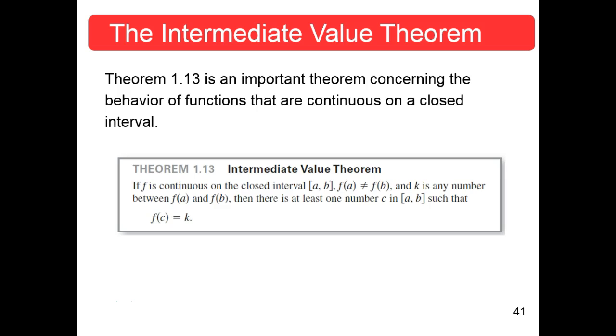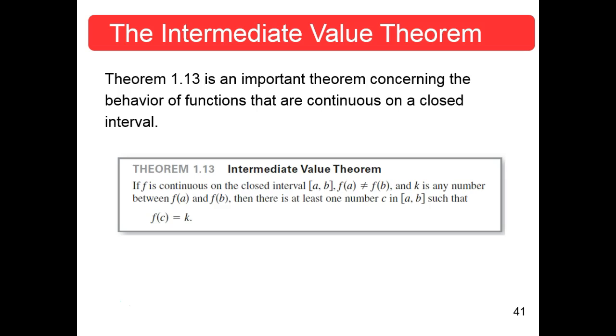...called the intermediate value theorem. If F is continuous on some closed interval A to B, that means everywhere between A and B and including A and B is continuous. No holes, no gaps, no discontinuities. And F of A at this end is not equal to F of B at that end. It could be here and here. It just can't be there and there. They can't be equal to each other.